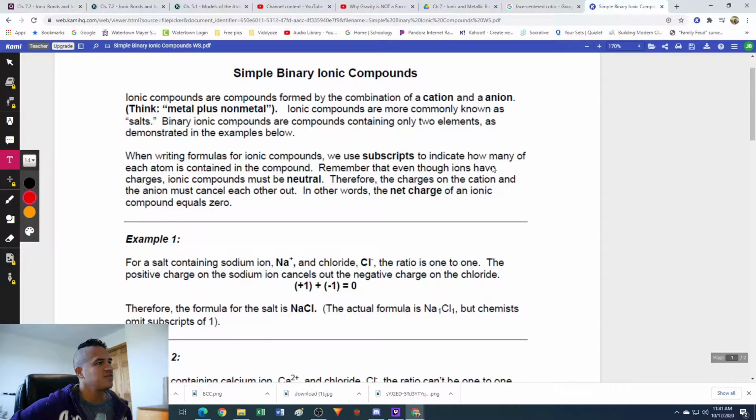And it says, remember that even though ions have charges, ionic compounds must be neutral. Therefore, the charges on the cation and anion must cancel each other out. In other words, the net charge of an ionic compound equals 0. So the overall positive and overall negative charges need to balance each other out. They need to be the same.